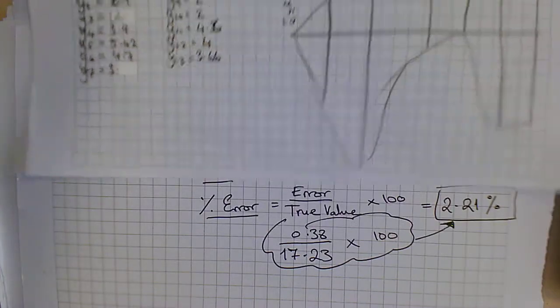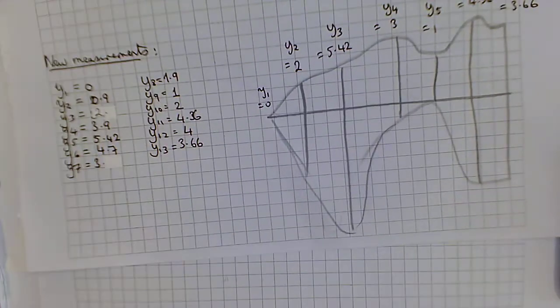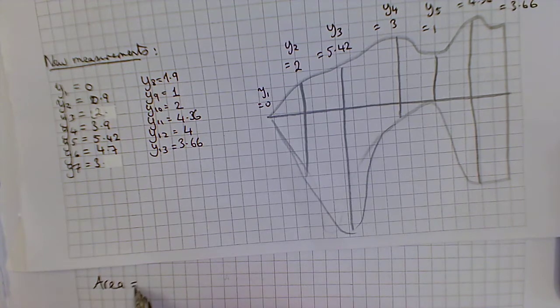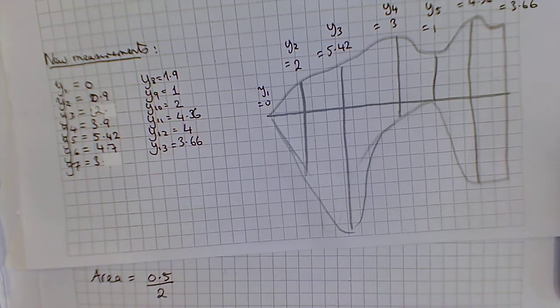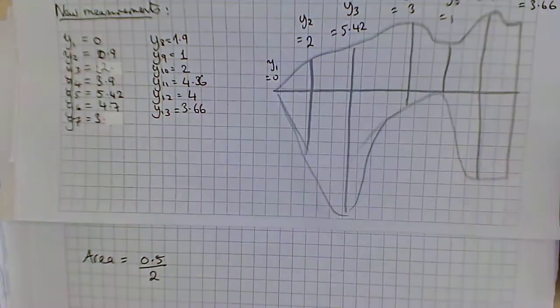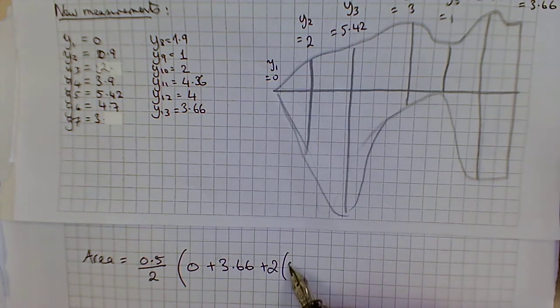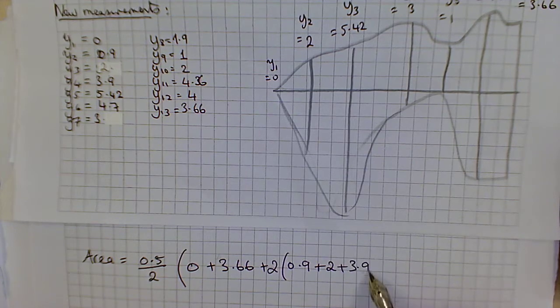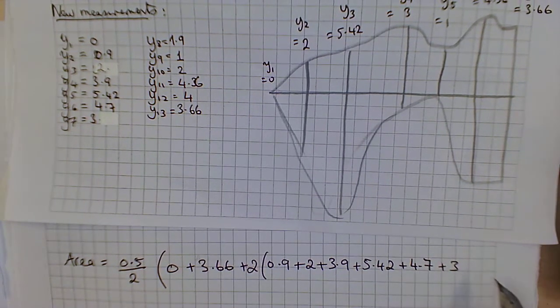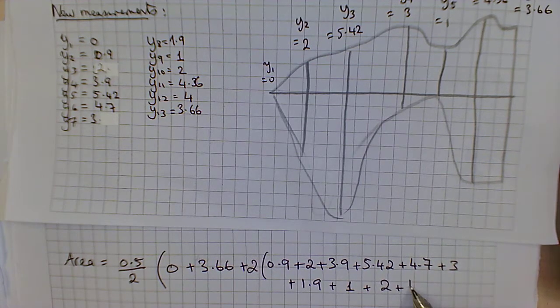So when you calculate the area here, we have more segments to deal with, but now the distance is no longer 1, but 0.5 over 2. So your new h is half. And then the first value is 0. The last value is still 3.66, so those haven't changed at all, plus twice the rest. 0.9 plus 2 plus 3.9 plus 5.42 plus 4.7 plus 3 plus 1.9 plus 1 plus 2 plus 4.36 plus 4.